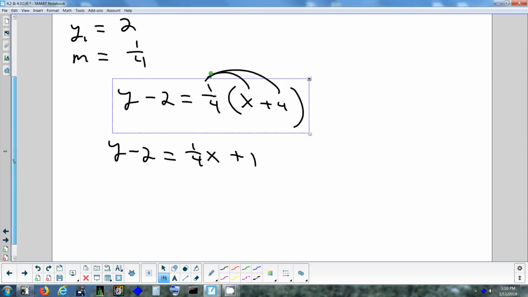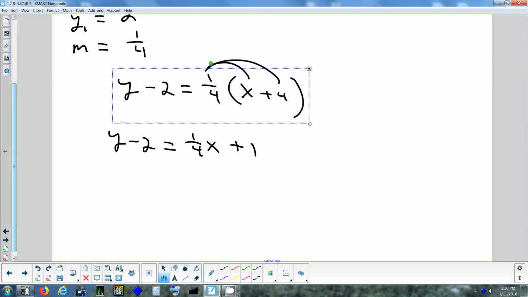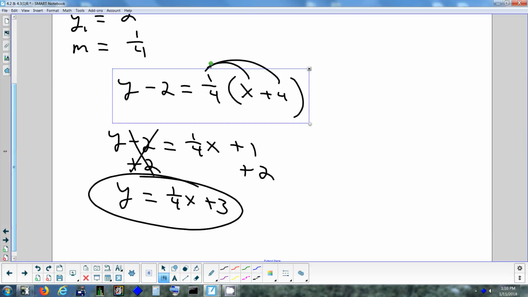Savannah, what's my last step? You have to get y by itself, so you add 2. Where am I going to put the plus 2 on the other side? With the 1. They're not the same values. Don't put it with the x because you can't combine an x with a number. You combine like terms. So what are we left with? Final answer. Y equals 1/4 x plus 3. Plus 3, I said 1. Yeah, that's what I meant for my answer.